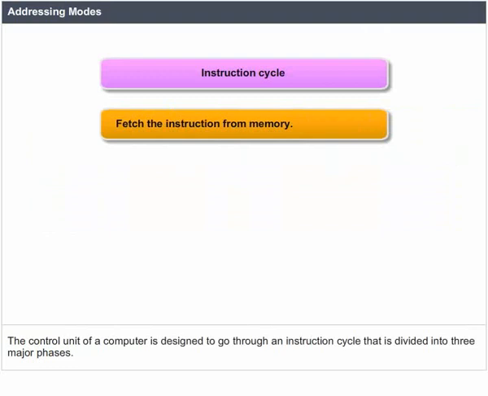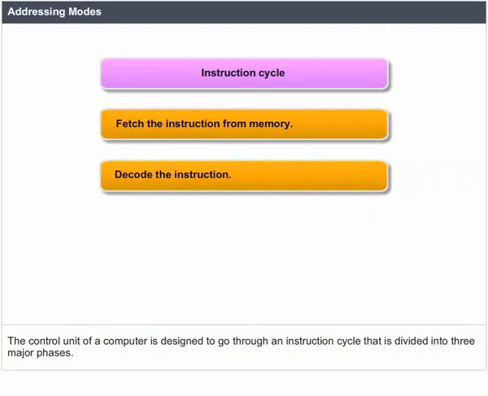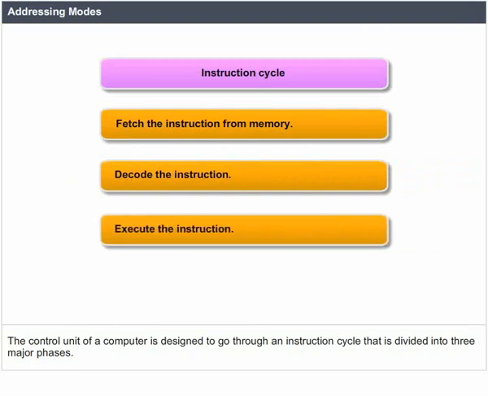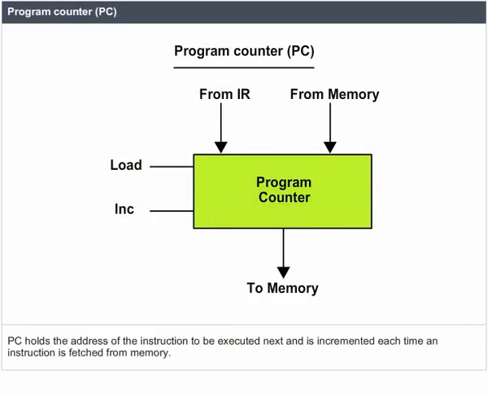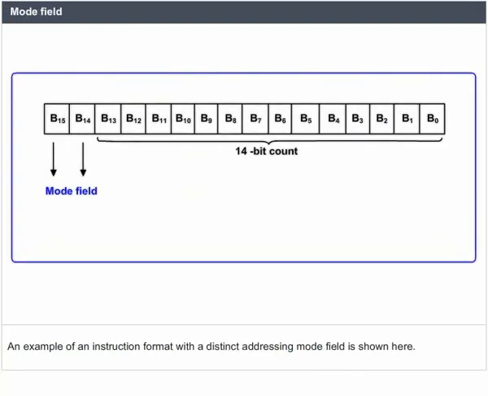The control unit of a computer is designed to go through an instruction cycle that is divided into three major phases: fetch the instruction from memory, decode the instruction, execute the instruction. Program counter (PC): it keeps track of the instructions in the program stored in the memory. PC holds the address of the instruction to be executed next and is incremented each time an instruction is fetched from memory. Mode field: an example of an instruction format with a distinct addressing mode field is shown here.